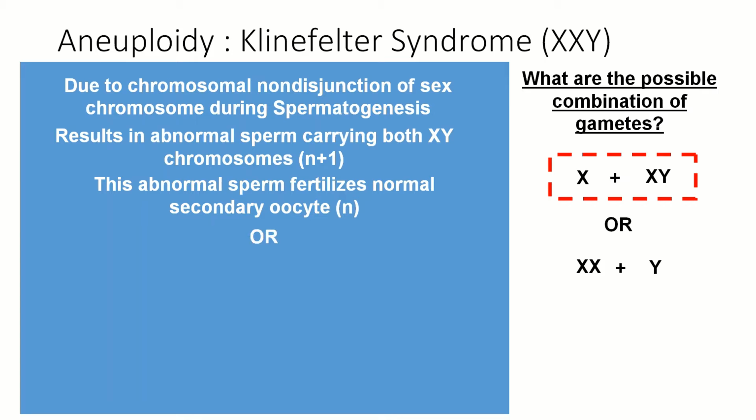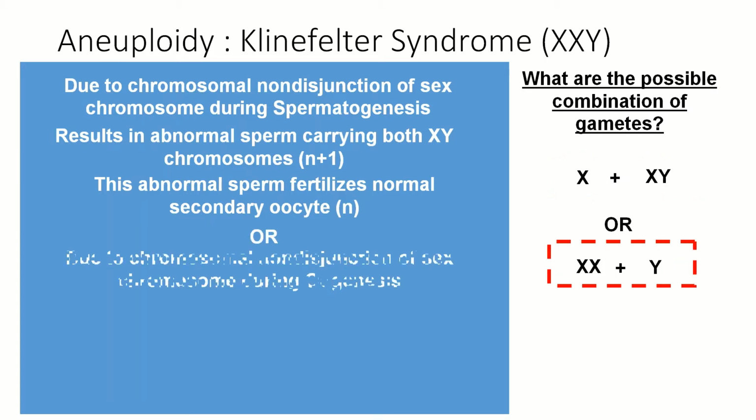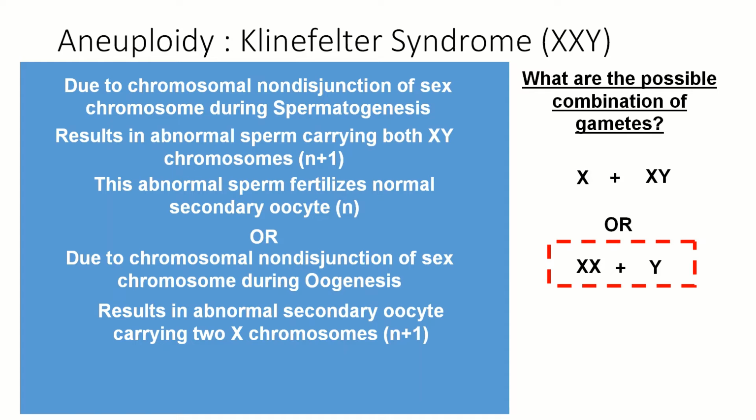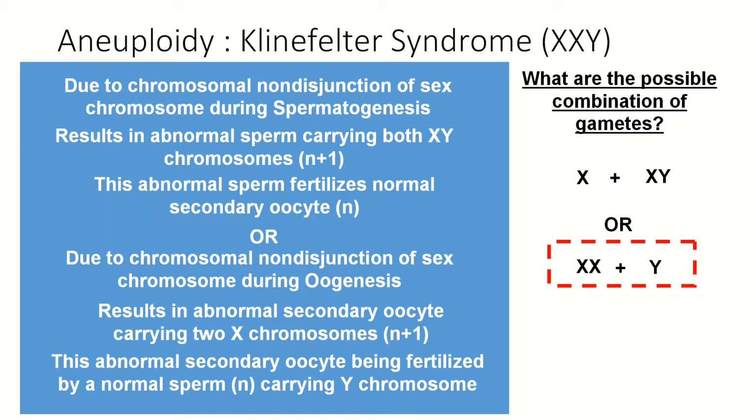If you want to answer based on the second combination, this is how you answer it. Due to the chromosomal non-disjunction of sex chromosome during oogenesis, resulting in abnormal secondary oocyte carrying 2 X chromosomes, and this abnormal secondary oocyte being fertilized by a normal sperm, but you have to specify which normal sperm it is, because there are 2 types of sperm: sperm carrying X chromosome and sperm carrying Y chromosome. So in this case, the abnormal secondary oocyte must be fertilized by a normal sperm carrying Y chromosome, producing an XXY zygote.